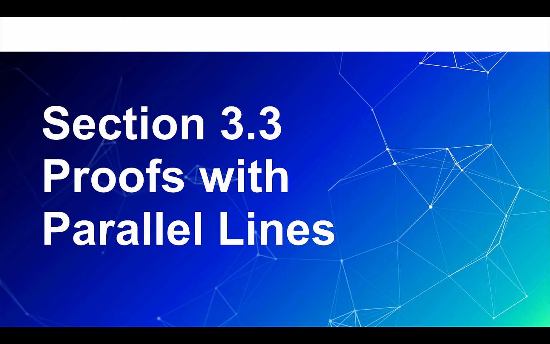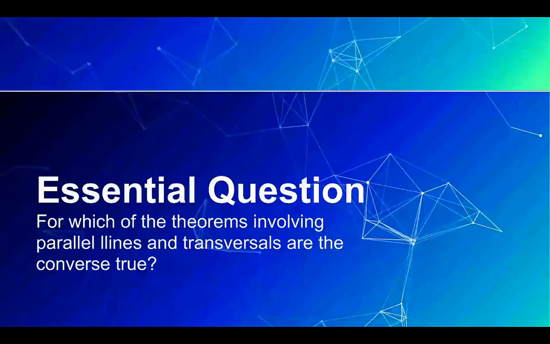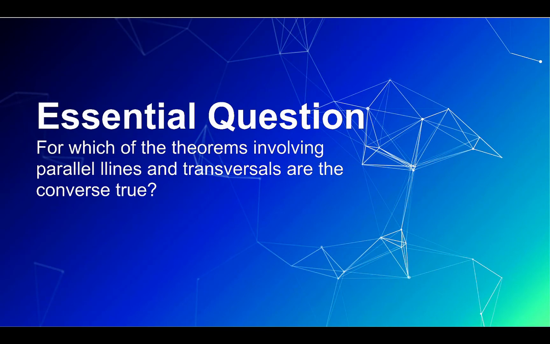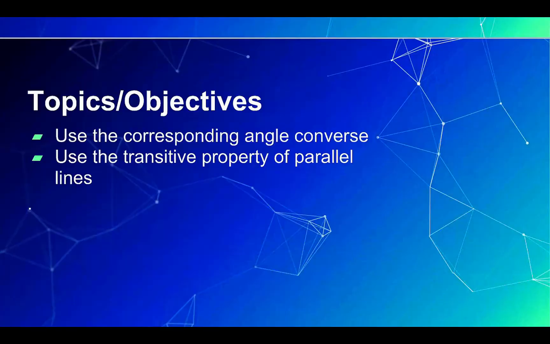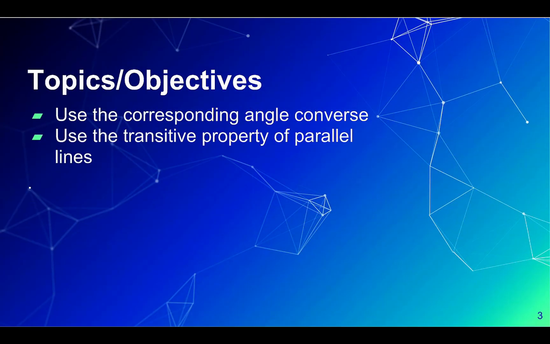Okay, so we have section 3.3, proofs with parallel lines. The essential question: for which of the theorems involving parallel lines and transversals is the converse true? So we're going to be pulling a little bit on what we did in chapter 2 with the reasoning. We're going to use the corresponding angle converse and the transitive property of parallel lines.